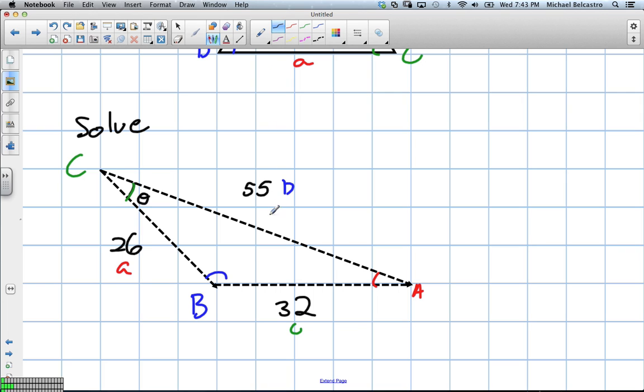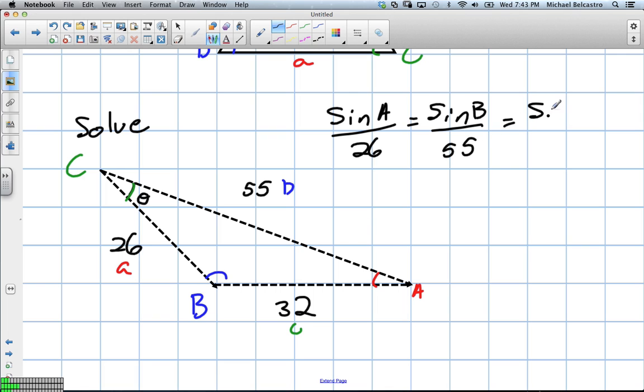Okay. Now, let's plug in all of our information. For sine law, well, it's sine angle A. Well, I don't know what that is. Divided by side A, that's 26, is equal to sine angle B. We don't know what that is. Side B is 55. Is equal to sine angle C. We still don't know what that is. We called it theta. And side C is 32.